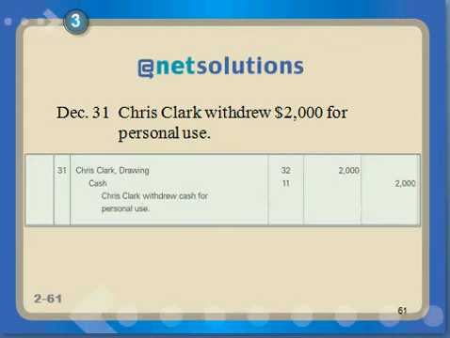And then on the last day of the month, Chris drew out another $2,000 for personal use. So we put 31st in the date column, Chris Clark drawing, in the description column, $2,000 in the debit column. Right below that, we indent, write cash, put $2,000 in the credit column, and put those post references in as we post those to the ledger. And then our description, Chris Clark withdrew cash for personal use.